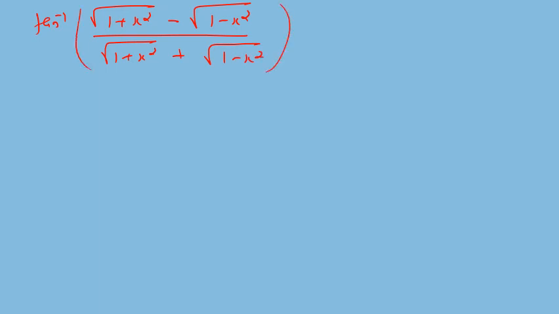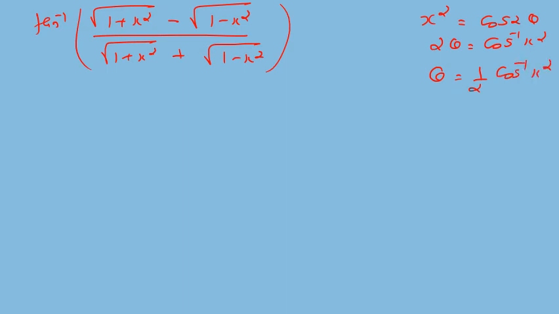So what you have to do? Put x squared is equal to cos 2 theta. X squared is equal to cos 2 theta means 2 theta is what? Cos inverse x squared. Theta is equal to what? Half into cos inverse x squared.